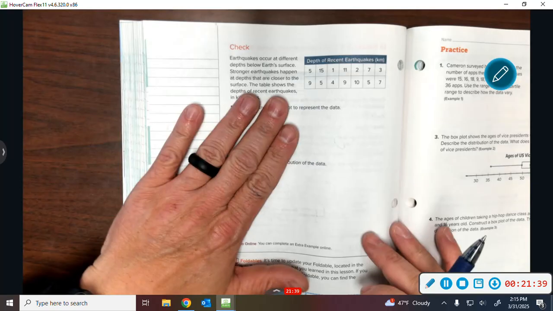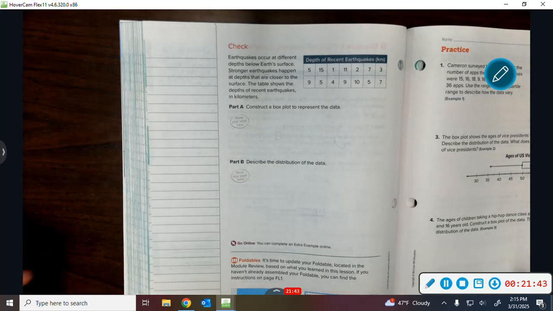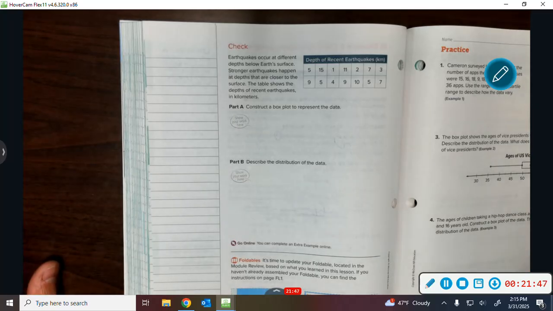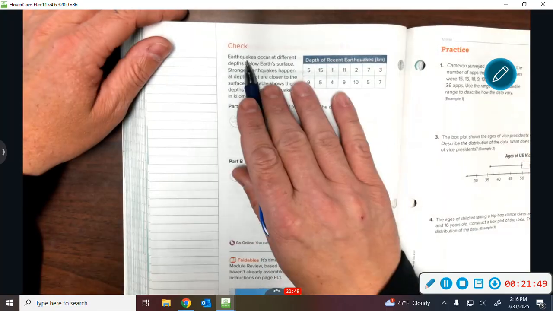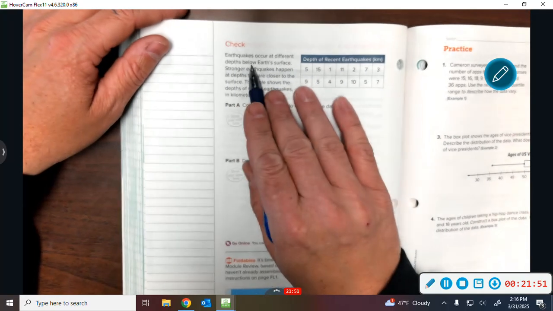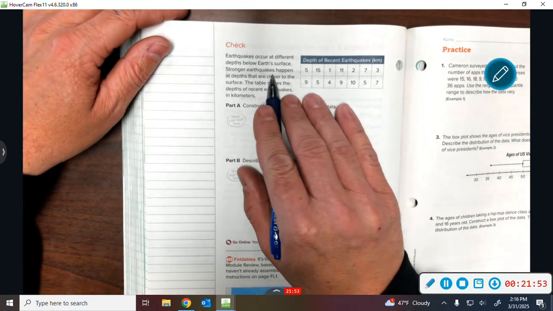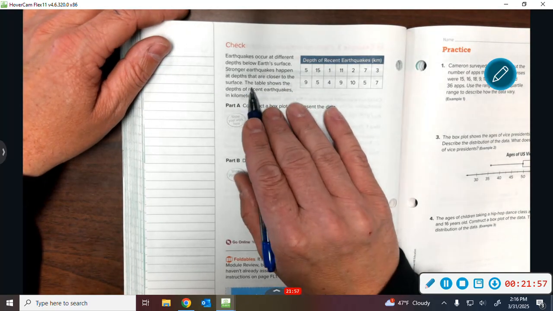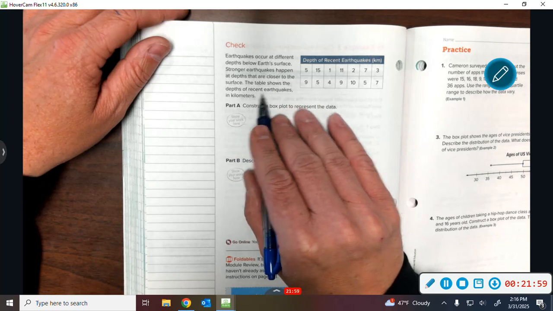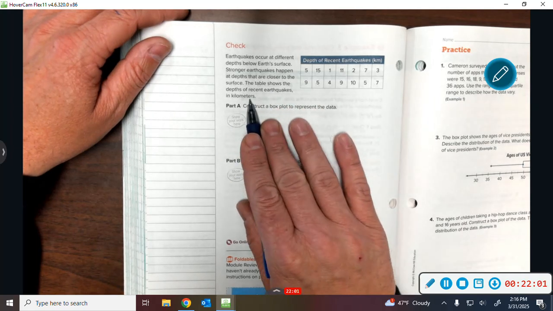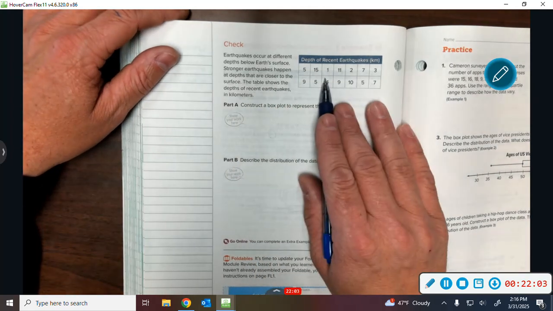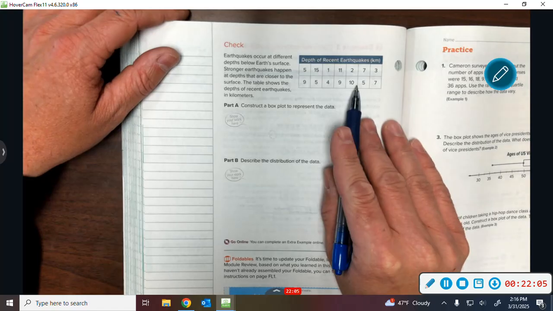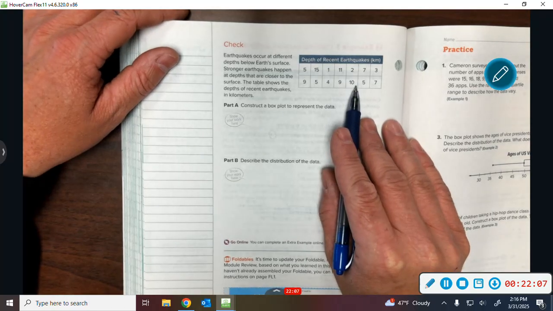I want you to do this check question by constructing a box and whisker plot and then describing the data. Pause your video, come back, and check your work. It says earthquakes occur at different depths below Earth's surface. Stronger earthquakes happen at depths that are closer to the surface. The table shows the depths of recent earthquakes in kilometers. So we're going to construct a box and whisker, but the first thing we have to do is put them in order from least to greatest.